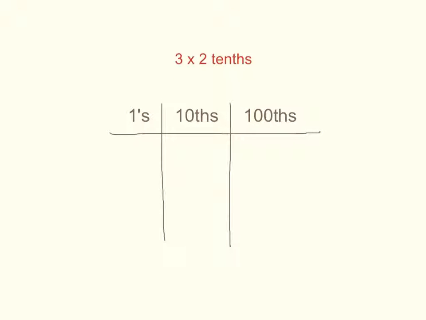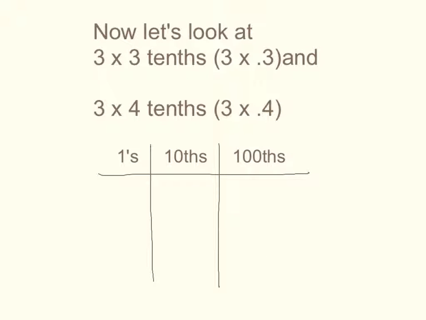Let's take a look at 3 times 2/10. We know that 2/10 is in the tenths place. And if we want to just multiply 3 times 2/10, we just do 2/10 times 3, and we end up with 6/10. So our answer is 6/10. Now let's look at 3 times 3/10 and 3 times 4/10 and see how they are different.